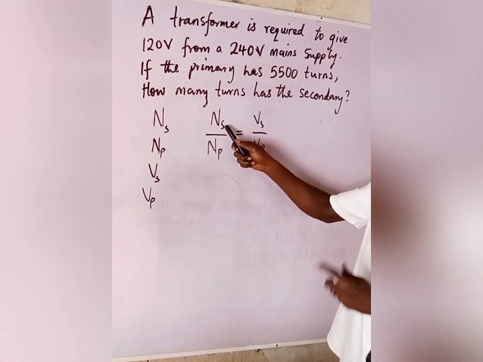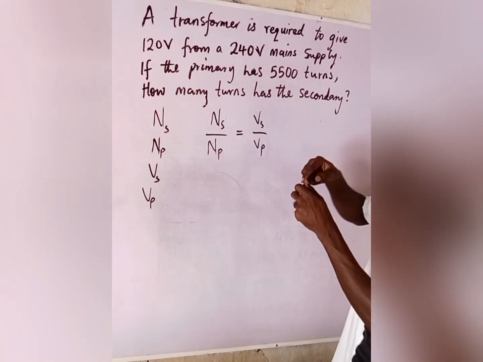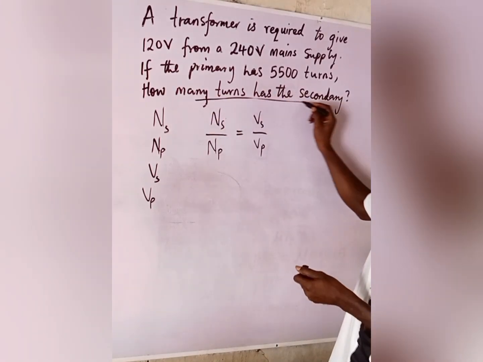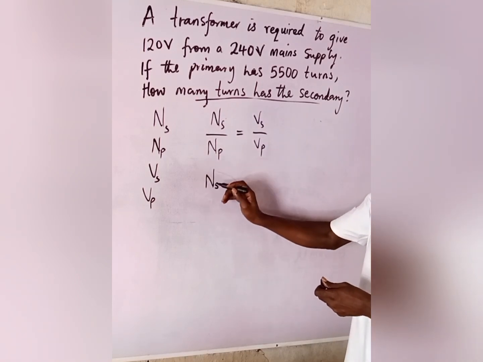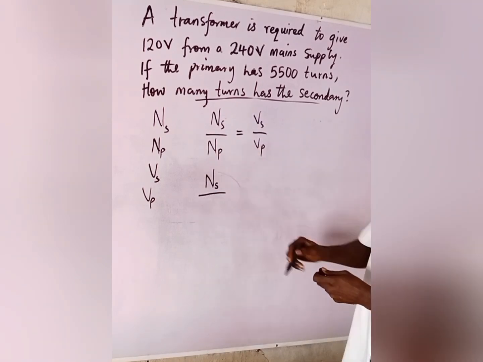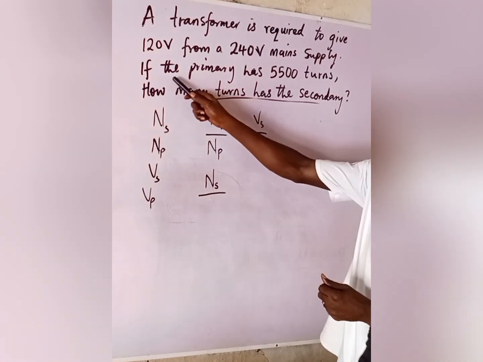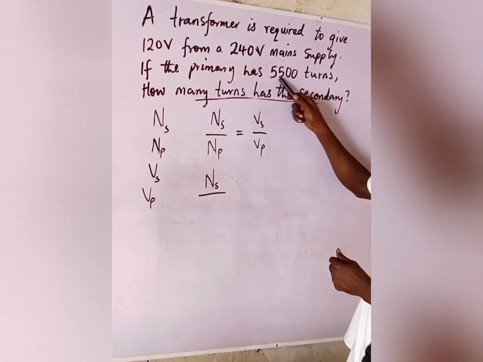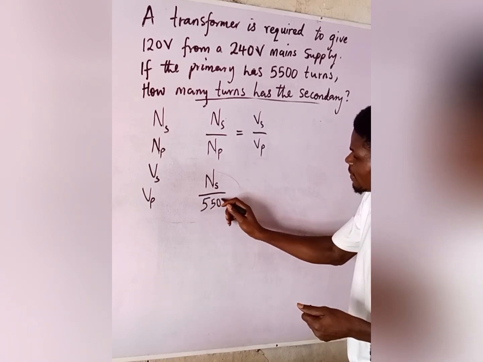Now, Ns here is the number of turns in the secondary section, and that is what we are looking for. They said, how many turns has the secondary? So we are looking for Ns, divided by Np, which is the number of turns in the primary. From this question, they have given us the number of turns in the primary, which is 5,500. So we quickly represent it here.